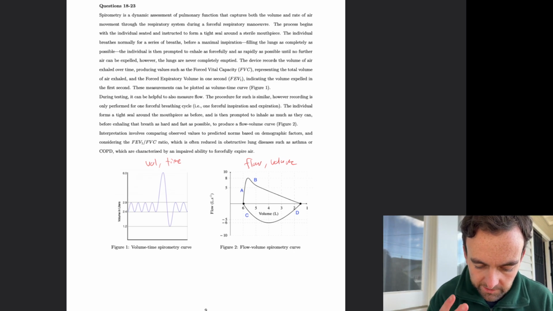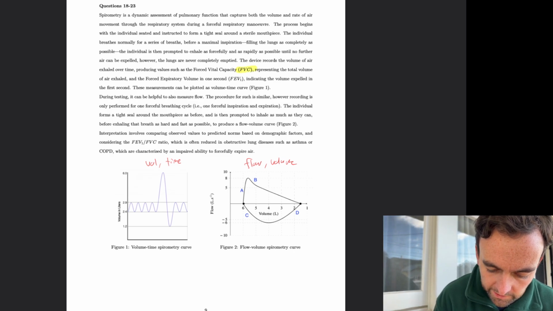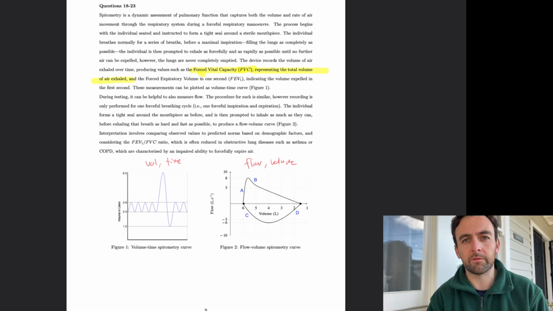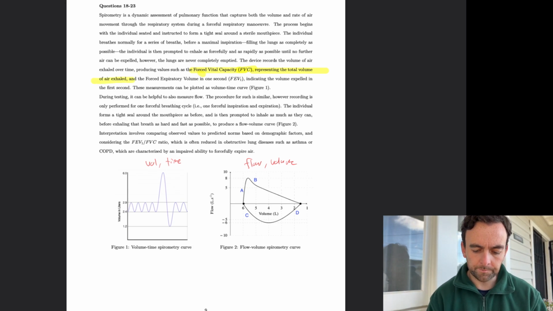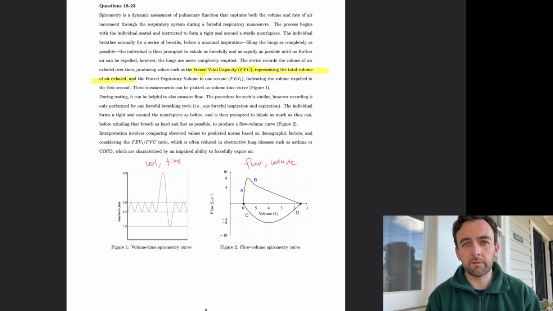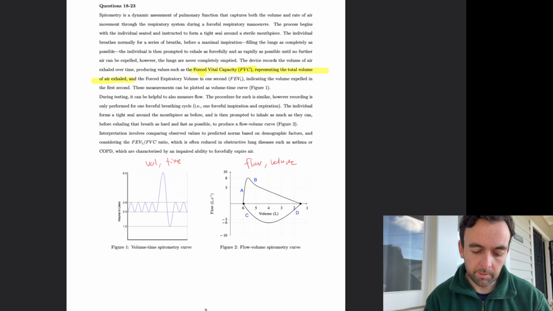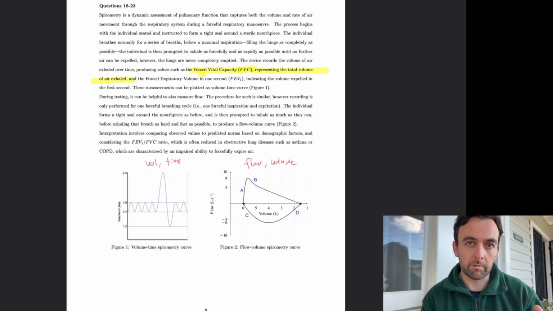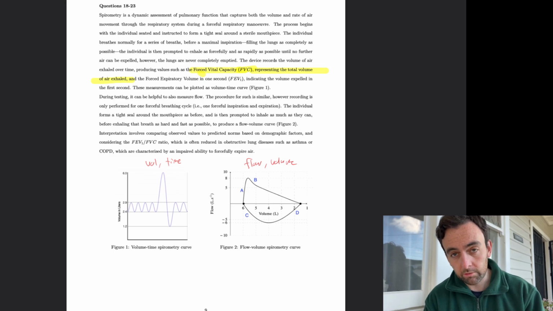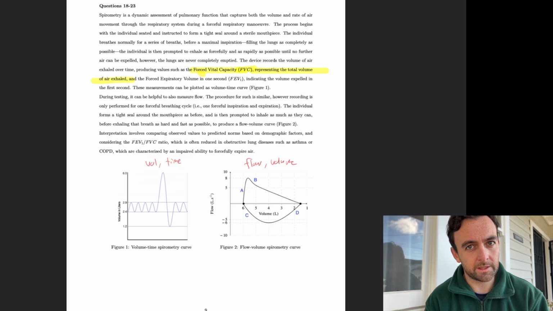You'll instantly be scanning for FVC. You'll find it here, and then you'll be able to see that it's the total volume of air exhaled. So it's very good for that because you can find that in 1 or 2 seconds. But I think if you did it the other way around and you read through that stem and I asked you what's FVC, I don't think you'd be able to tell me.